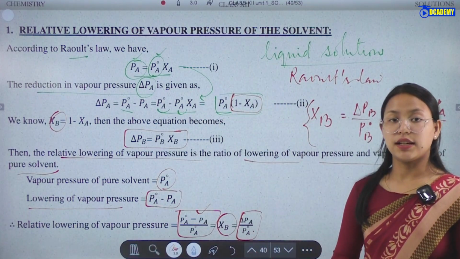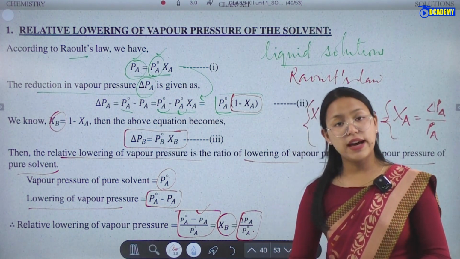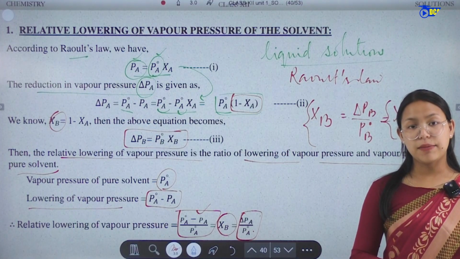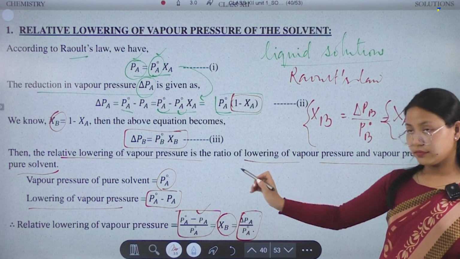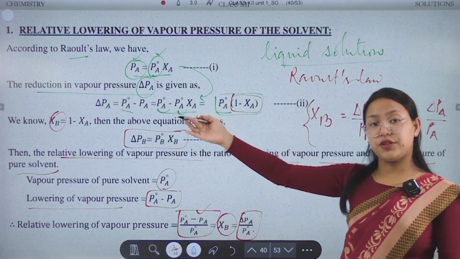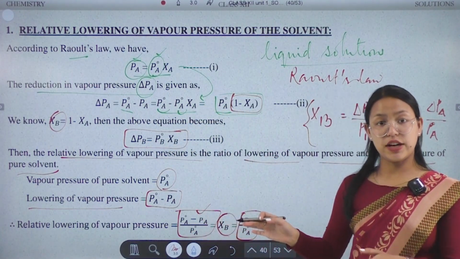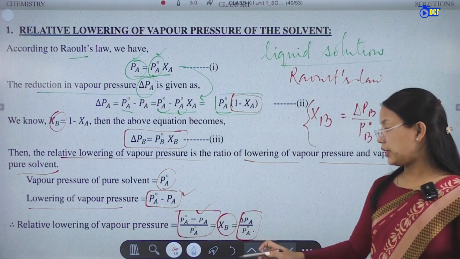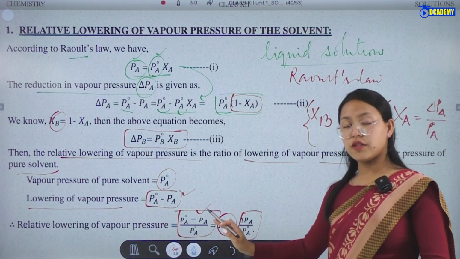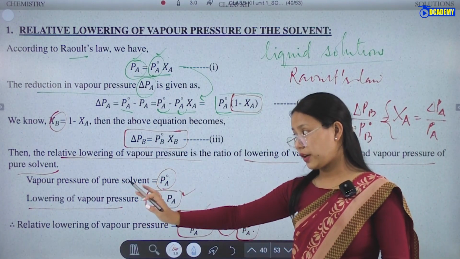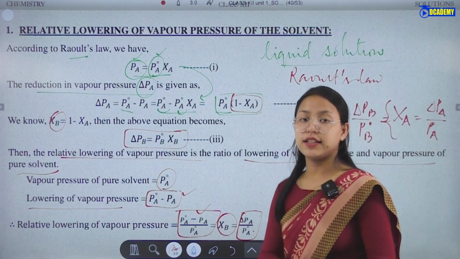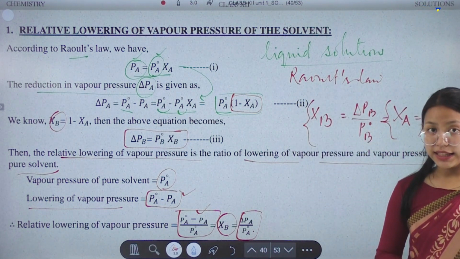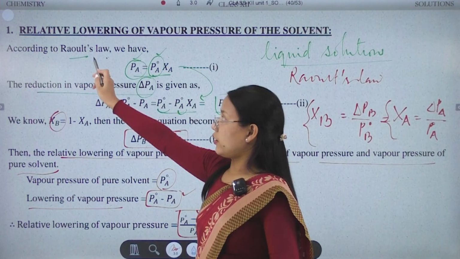So here we came to know that the relative lowering of vapor pressure is the ratio of the lowering of vapor pressure to the vapor pressure of the pure solvent. That is how the process goes according to Raoult's law.